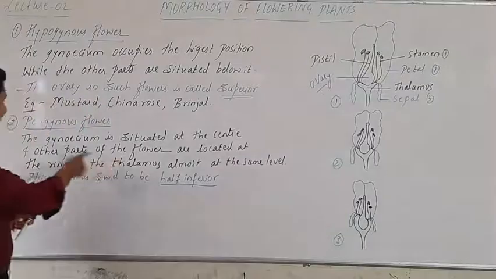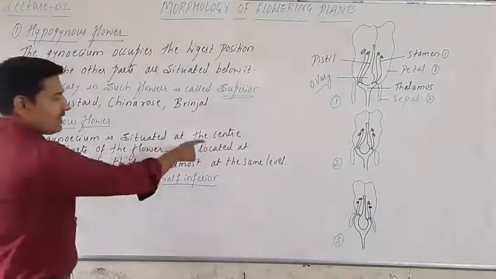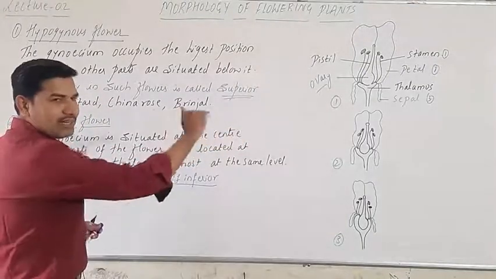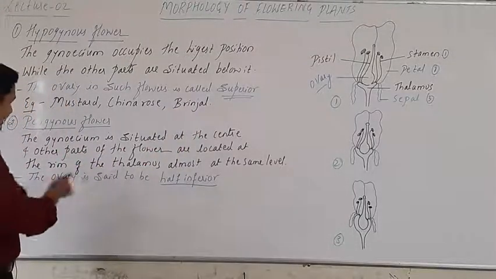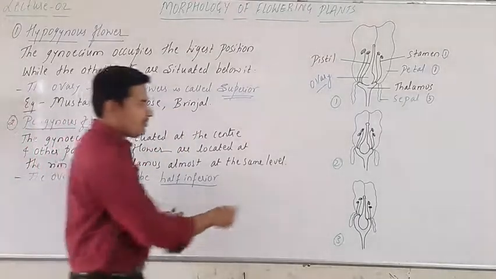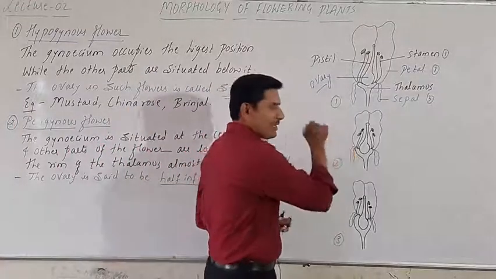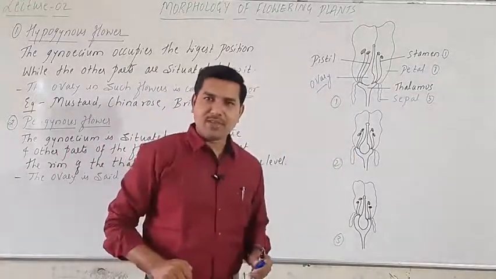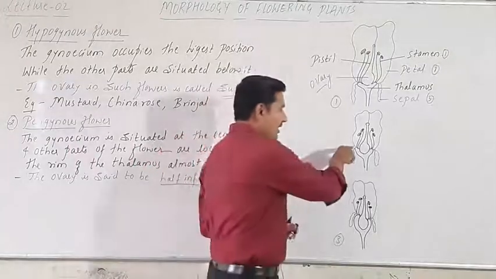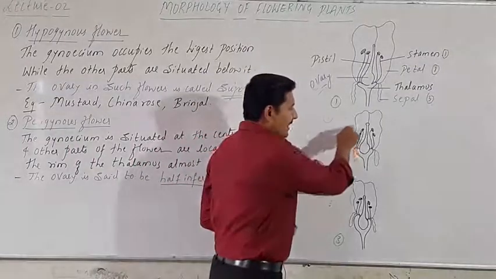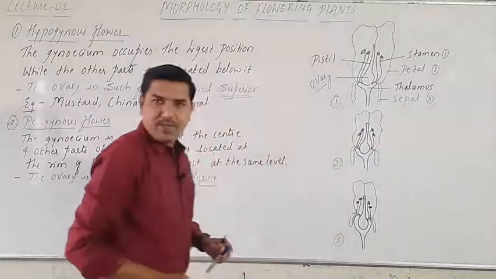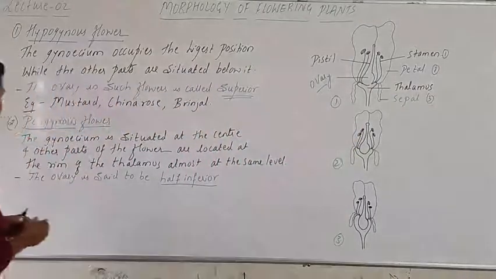Look at the definition. The gynoecium is situated at the center. So gynoecium is located at the center and other parts of the flower are located at the rim of the thalamus. This side part of the thalamus we call the rim. This part of the thalamus is called the rim, and all the floral appendages arise from this rim. Understood? Okay. So this is regarding the part.